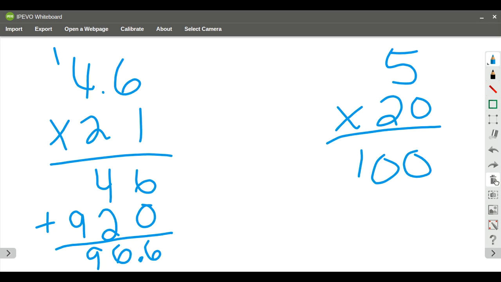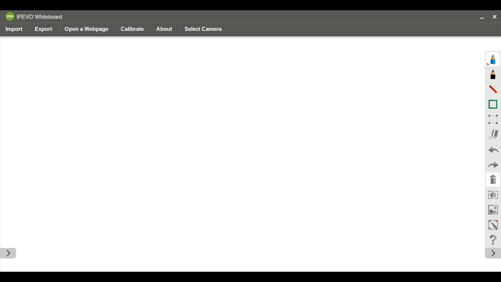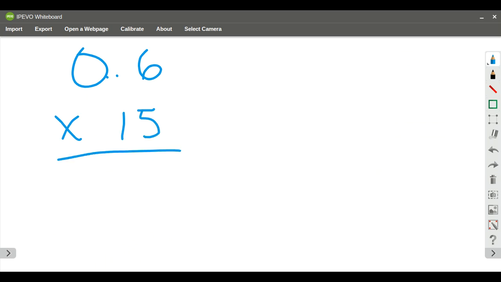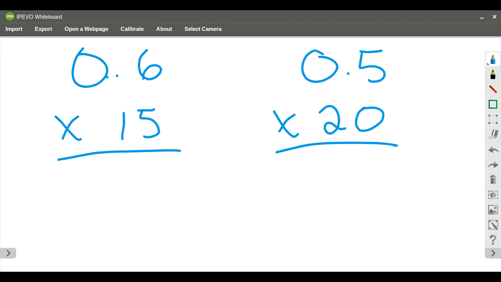Our next problem that we have is going to be 6 tenths multiplied by 15. And so I'm going to take 6 tenths and I'm actually going to turn that into a half. And I'm going to take 15, and I don't know what a half of 15 is very easily, so I'm just going to go ahead and round that to 20. And so half of 20 is going to be 10. It's a reasonable estimate.